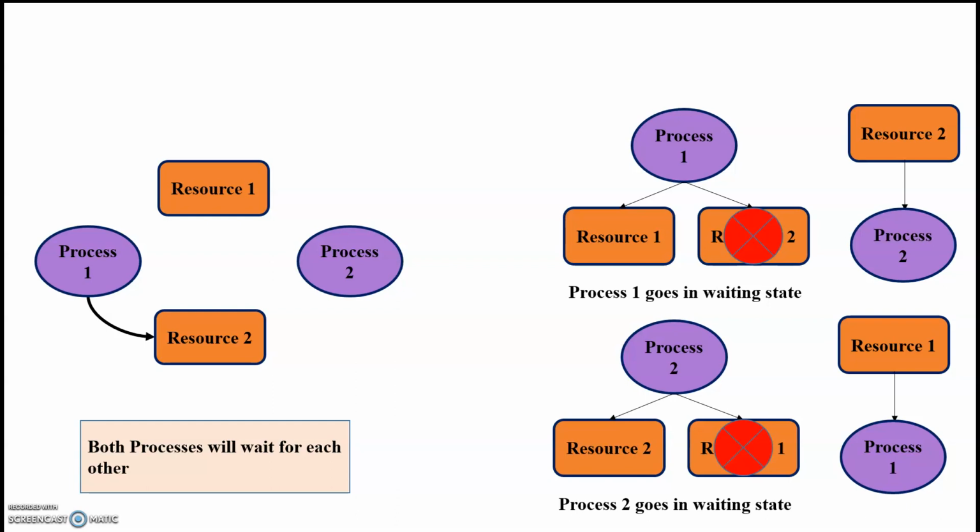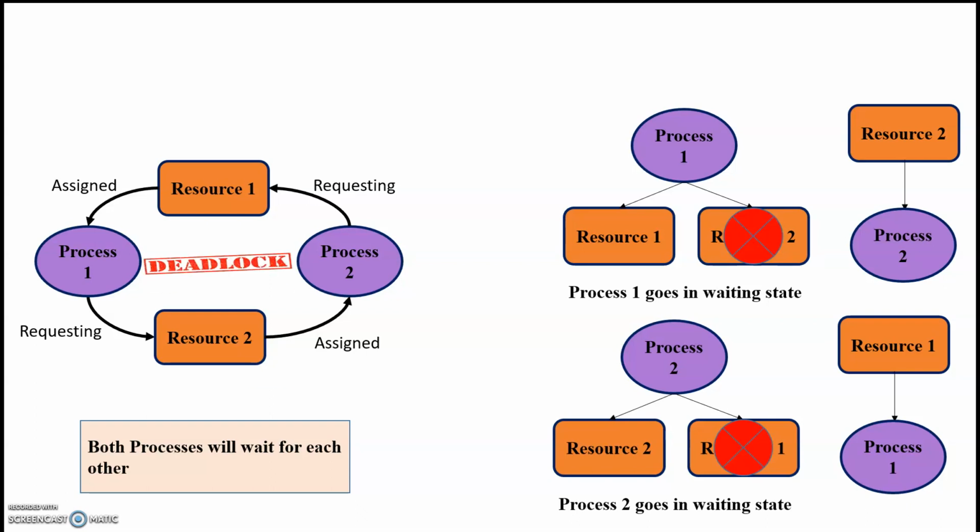Now these are the two processes and two resources. Resource 1 is assigned to process P1 and process P1 is requesting resource 2. Similarly, resource 2 is assigned to process P2 and it is requesting R1, which is held by process P1. This is where a deadlock condition takes place because both the processes are waiting for the resources that have been allocated to other processes.